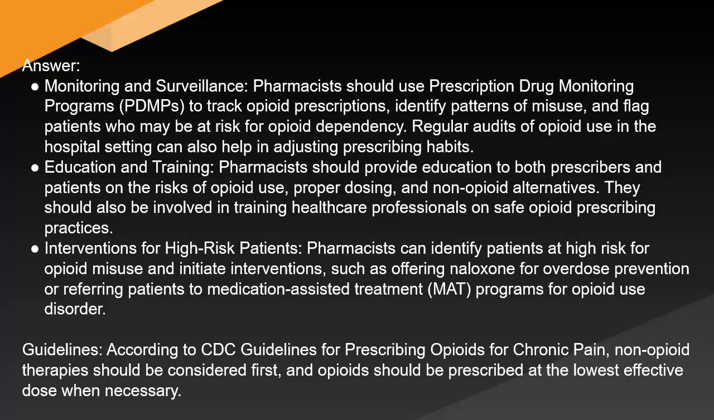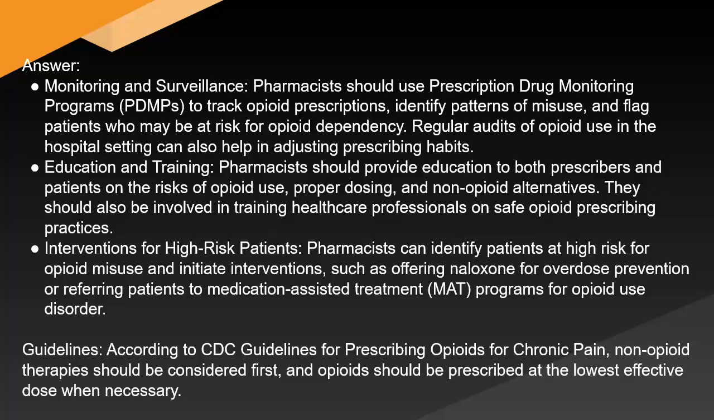Regular audits of opioid use in the hospital setting can also help in adjusting prescribing habits. Education and training. Pharmacists should provide education to both prescribers and patients on the risks of opioid use, proper dosing, and non-opioid alternatives. They should also be involved in training healthcare professionals on safe opioid prescribing practices.